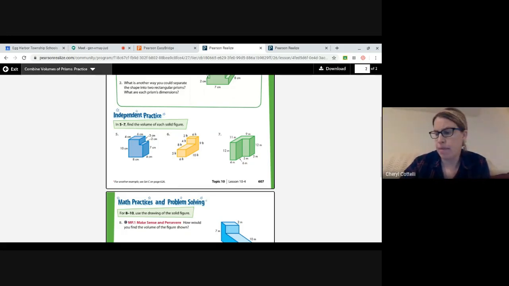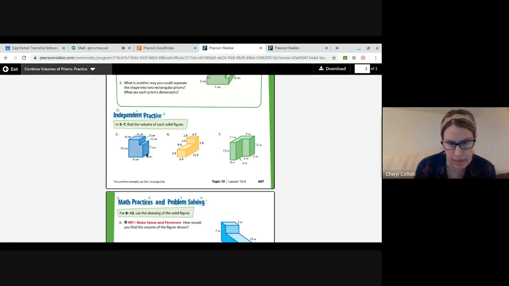So 6 times 4 is what? 24. And then we have the height. So 24 times 10. Well, we know 24 times 1 is 24. Add the 0, so that would be 240 cubic centimeters for just this piece.